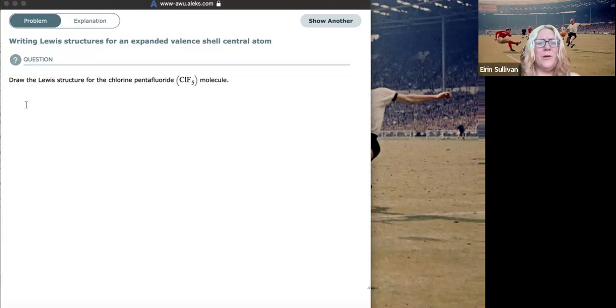Chlorine, sorry. Did I say fluorine? I like fluorine. Okay, so I don't like fluorine, but it's an interesting element.